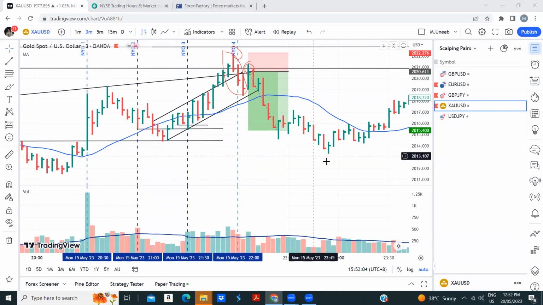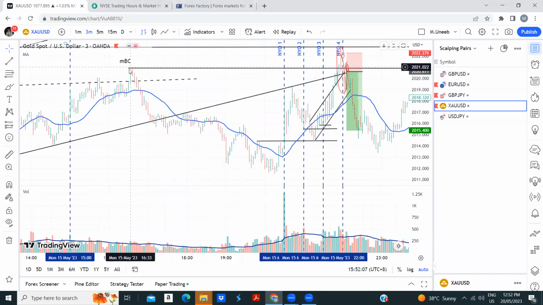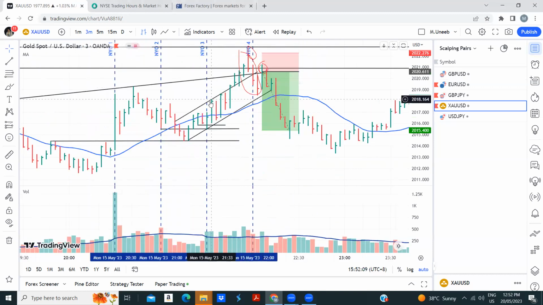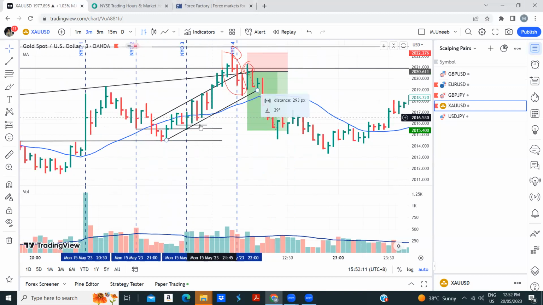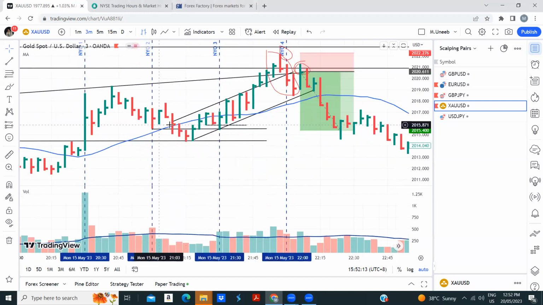Yeah. And now, of course, our major bias would be looking for the test of this, and once this entry has been taken. So, what I'm trying to say here is, okay, this is a test here, after the spring setup.